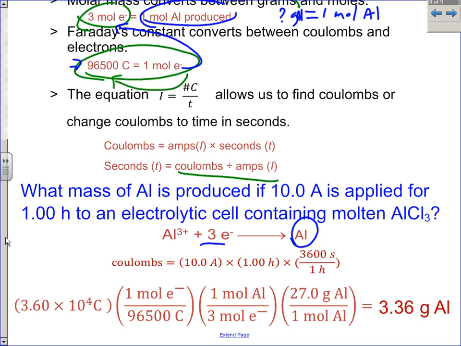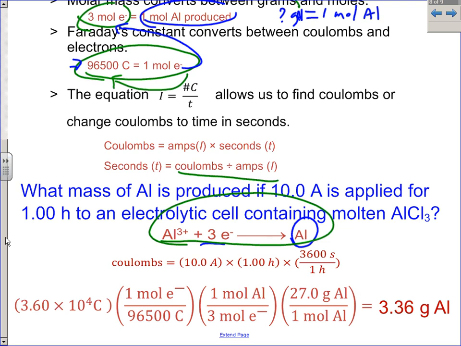We can multiply that to get our number of seconds. Multiply that by our amps, which is coulombs per second. Seconds would cancel and we have our coulombs, which would be 3.60 times 10 to the fourth here. Then we could use our Faraday's relationship, which is on the AP constant sheet. Then we could use our mole ratio, which comes from our balanced equation here. And then we'd use molar mass, and we would end up predicting how much metal we produced in the course of this reaction.